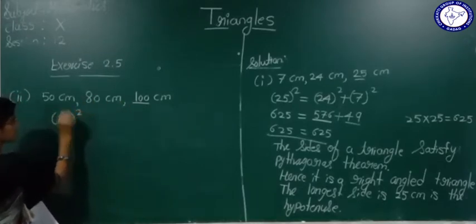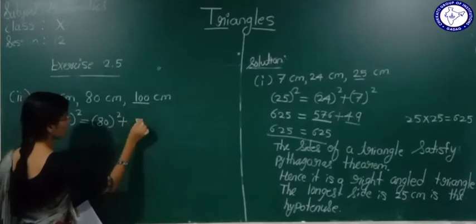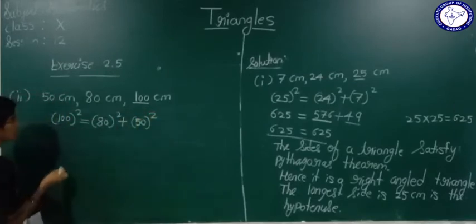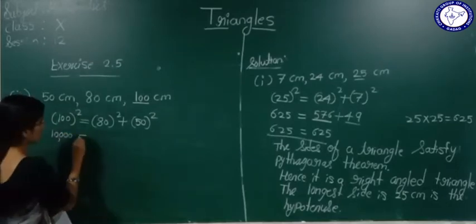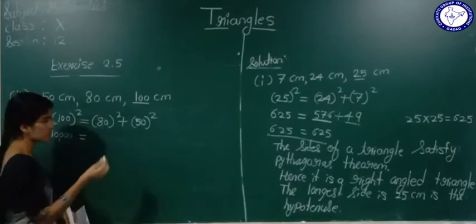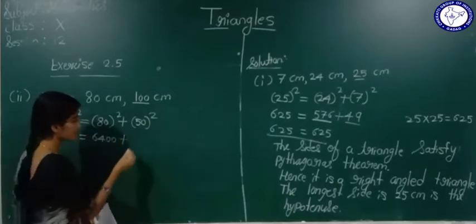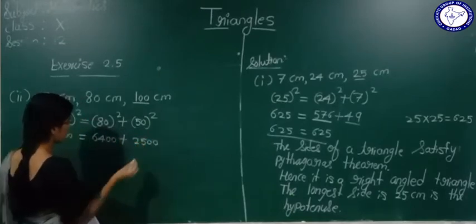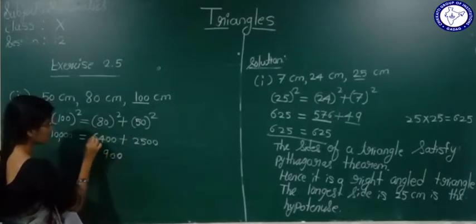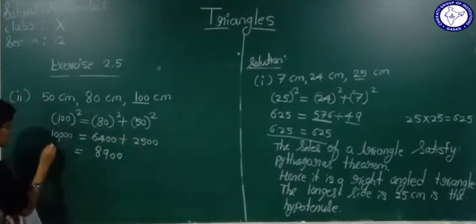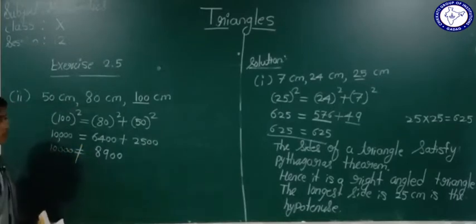100 square is equal to 80 square plus 50 square. Okay. 100 into 100 is 10,000. 80 into 80 is 6,400. 50 into 50 is 2,500. The answer will come 0, 0, 5 plus 4 is 9, 6 plus 2 is 8, 8,900, right? Now see here, are these both the same? These are not equal. Therefore, what can we tell?